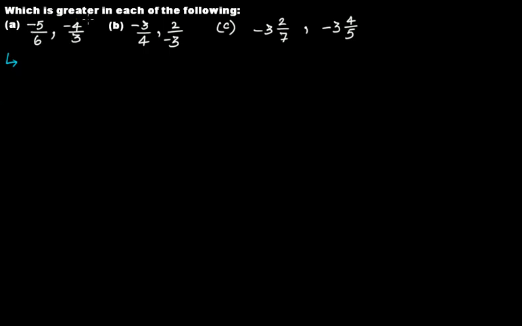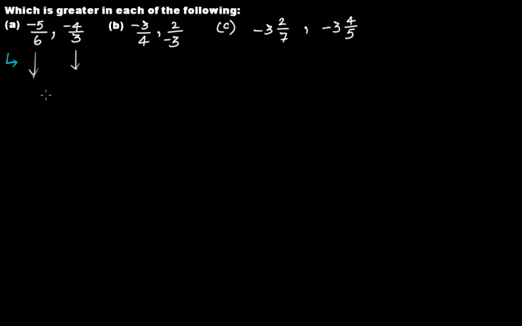Whenever we deal with such problems, the first thing that you have to check is whether the denominators are positive or not. Clearly, this is 6 and this is 3. Therefore, yes, the denominators are positive. The next step is to convert this rational number into its equivalent rational number, and convert this rational number into its respective equivalent rational number, in such a way that both these equivalent rational numbers have the same denominator.